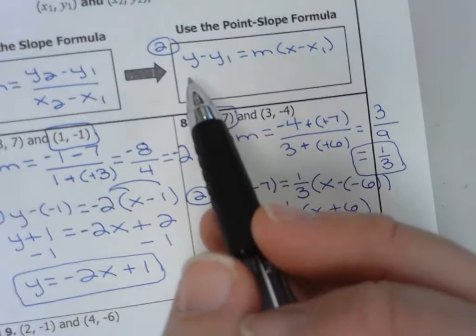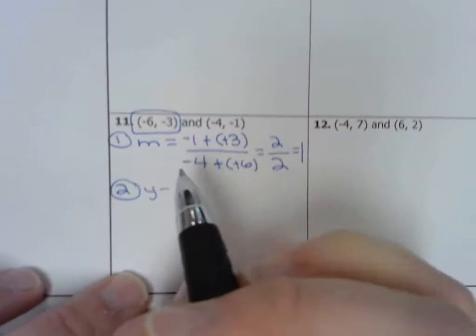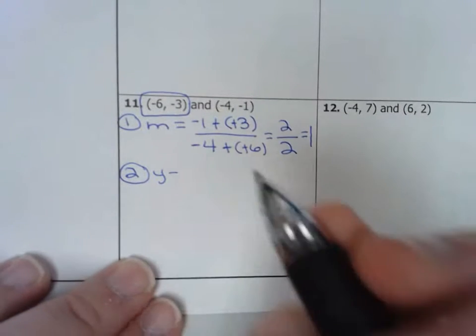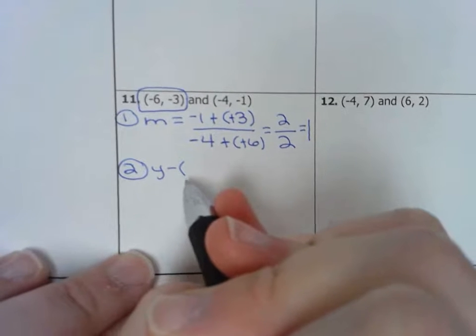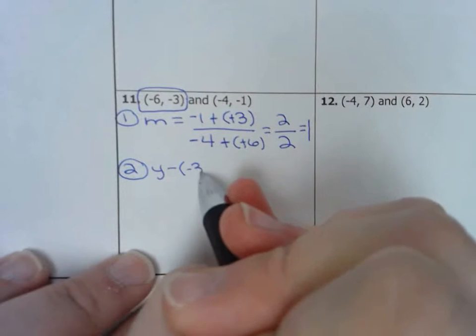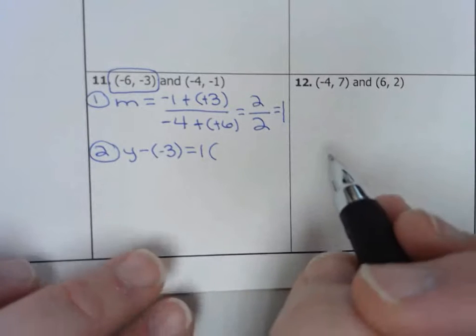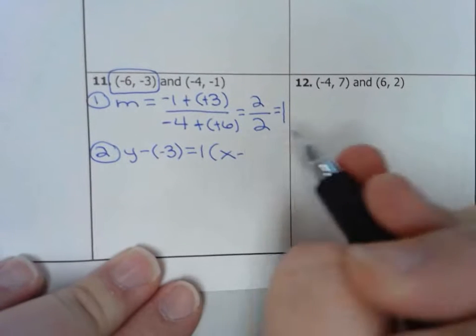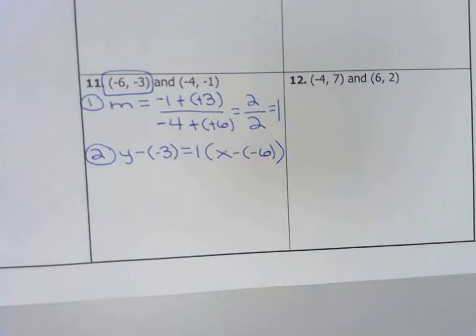Okay, so point slope formula. Y minus y1. So you take y minus the y value of the ordered pair you chose, which was what? Negative 3. So y minus negative 3 equals your slope, which I just found to be 1. And then in parentheses, x minus the x value, which is negative 6. Now, if you chose negative 1 for the y, then you would use negative 4 for the x, but you have to pull them from the same ordered pair.